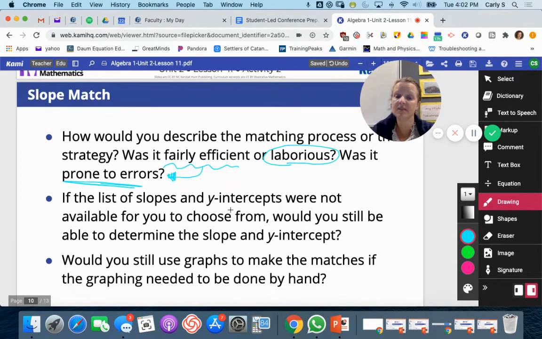Okay, if the list of slopes and y-intercepts were not available for you to choose from, would you still be able to determine the slope and y-intercept? Yes, by always solving for y and getting it into this form, where the number in front of the x is my slope, which we call m, and it stands for slope, and the constant all by itself is the y-intercept, which is b in the equation. And again, I don't know why the slope is labeled m and the y-intercept is labeled b.